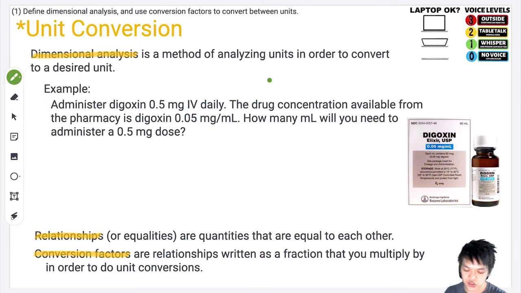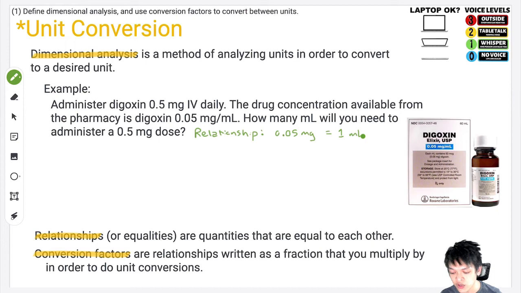is to write down a relationship, because in order to convert, we need to know relationships. And if you take a look right here, digoxin 0.05 milligrams per milliliter, that's actually a relationship. When it says per milliliter, it's actually for every 1 milliliter. So 0.05 milligrams of this drug is equal to 1 milliliter of this drug. Right? So if you measure out 1 milliliter of this drug, we know that there's 0.05 milligrams of it.